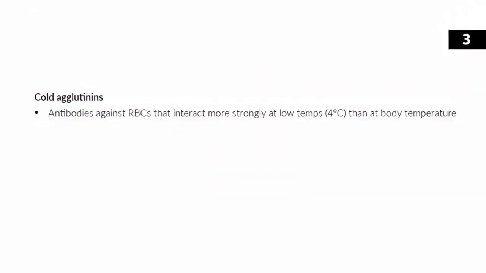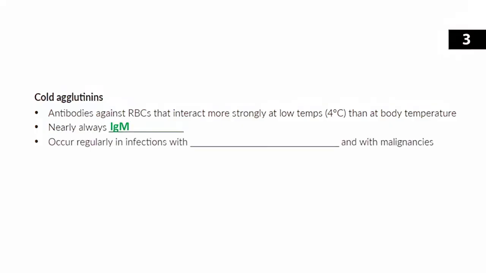Let's take a look at the study guide. Cold agglutinins are antibodies against red blood cells that interact more strongly at low temperatures than at high temperatures. They're nearly always IgM antibodies, and they occur regularly in infections with EBV, or infectious mononucleosis, or mycoplasma, and then also some malignancies, such as CLL. So CLL can potentially cause warm or cold agglutinins.